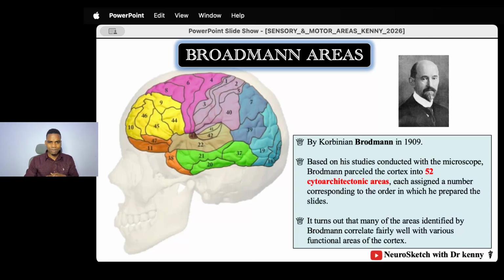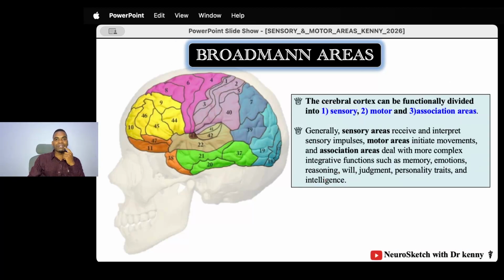Then he concluded that in these 52 areas of the brain, there are some areas that have something in common. So you have groups of different areas. Now the cerebral cortex can be functionally divided into 3 groups: the sensory areas, the motor areas, and the association areas.